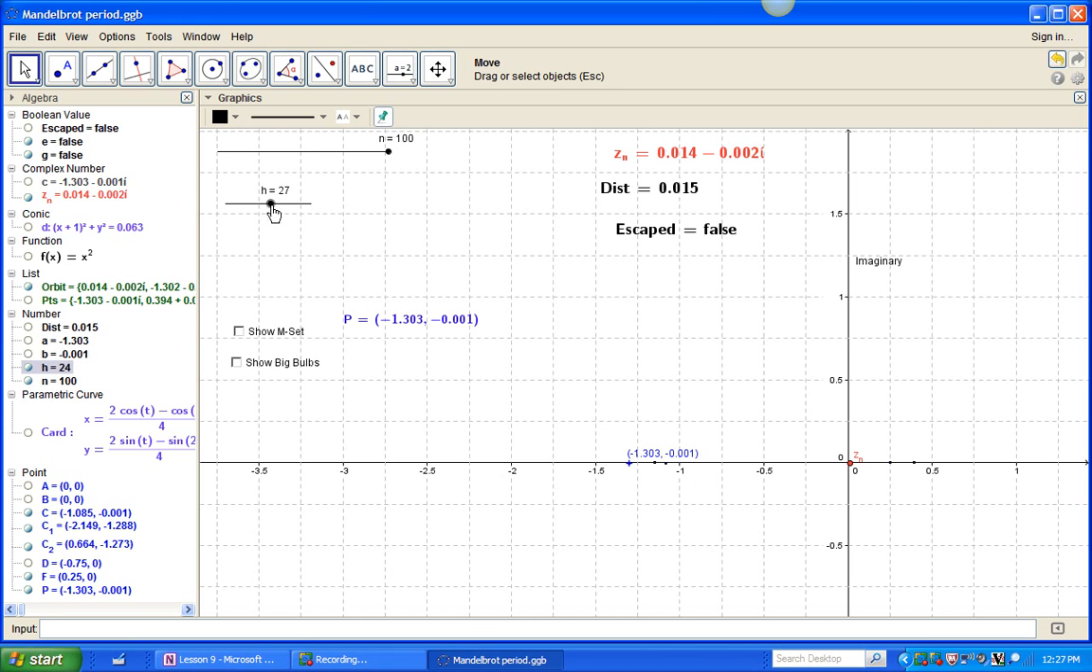You'll notice that if I want to, I can eliminate the first, let's just eliminate the first 50 iterations.